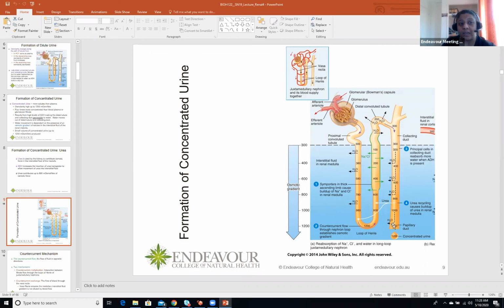And at the same time, urea is also being added into the tubules. Tubular secretion of urea happens in the renal medulla.